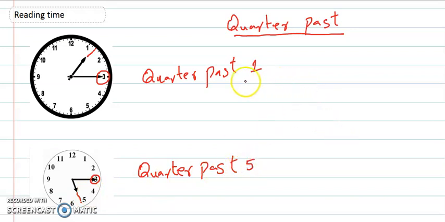So once again, if the minute hand is at 3, then the vocabulary word used will be quarter past. Then you look at the hour hand. If the hour hand is near to 1, you say quarter past 1. If it is near to 2, you say quarter past 2. If the hour hand is near to 3, you say quarter past 3, and so on. This is how you read the clock when your minute hand is at 3.